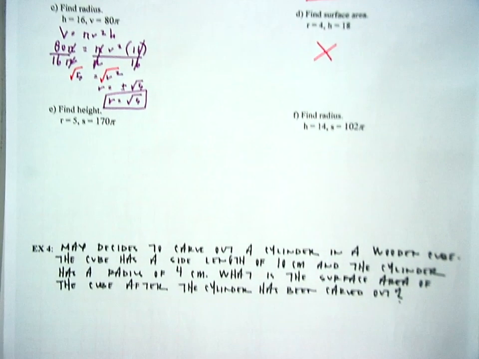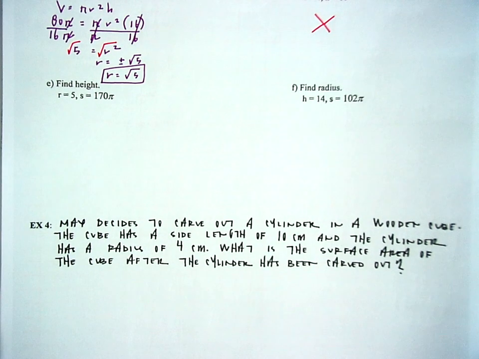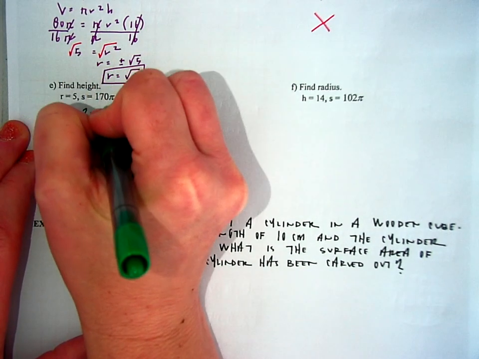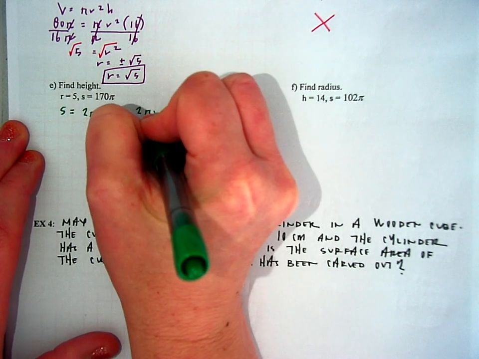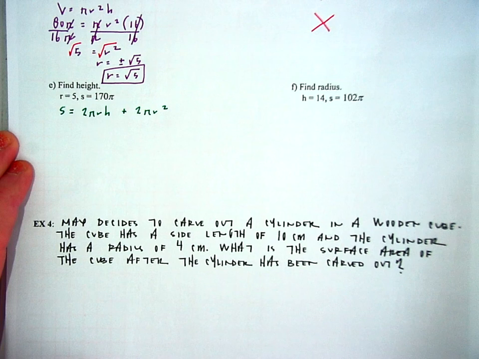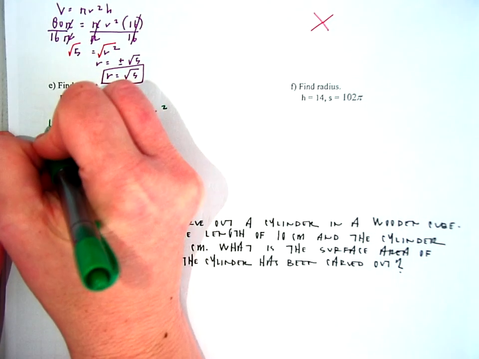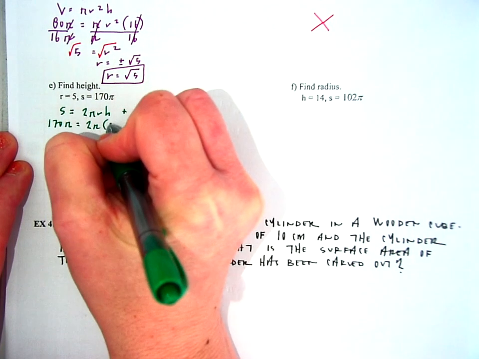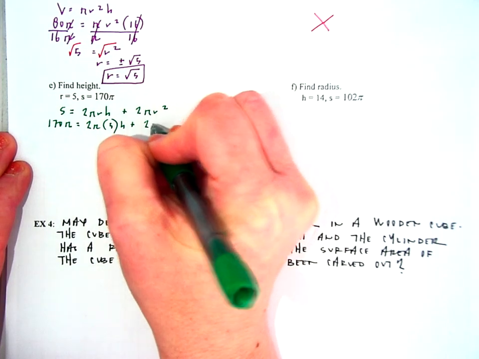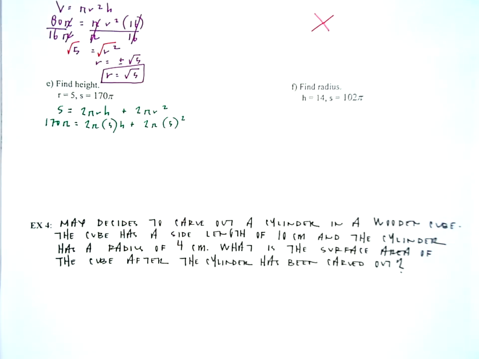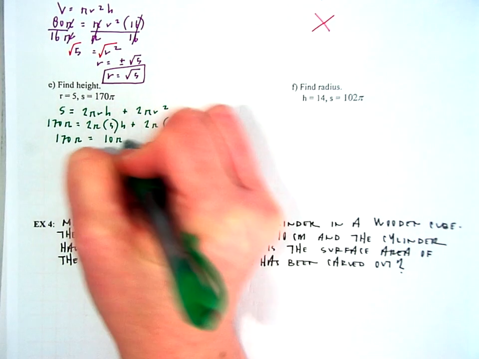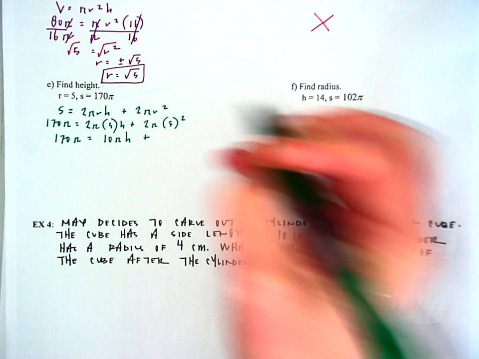All right, E, find the height. So here we're given the radius, we're given the surface area too. So first we lay out our formula. So we know that our surface area equals the circumference times the height plus the two base areas. So plug in what we know. We know that our surface area is 170 pi. So 170 pi goes here. The radius is 5. So 2 pi times 5 times h plus 2 pi times 5 squared. So clean it up. I have 170 pi equals 10 pi times the height plus 2 times 25, so 50 pi.